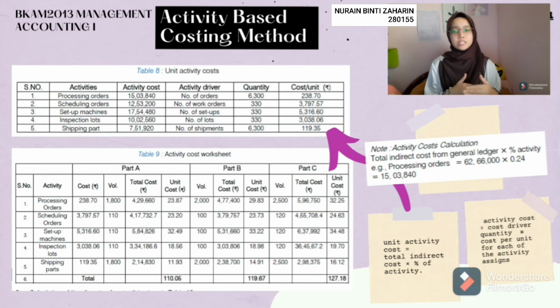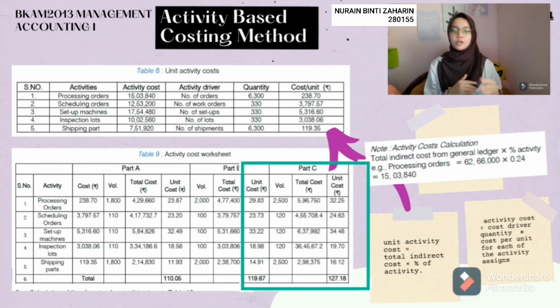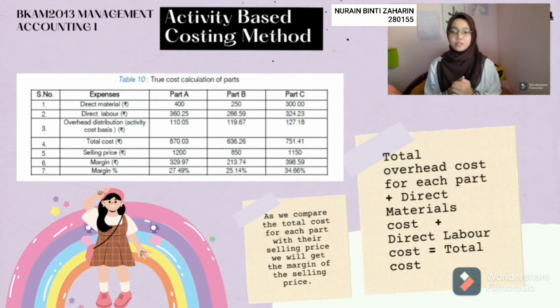Therefore, by dividing this activity cost with their cost driver quantity, we will get the cost per unit of each of the activity assigns. The next step is to find the overhead cost for each of the activity assigns to get the total overhead cost for each part. At the end, we add up the total overhead cost for each part with the direct material cost and the direct labor cost. We will get the total cost assigned by activity base.